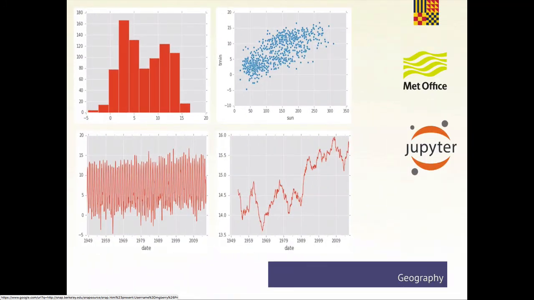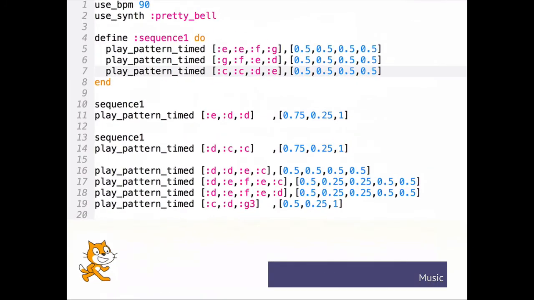Over in geography, using historical climate data to see whether there is evidence of global warming over the last 60 years or so. This is a 5-year rolling average of average monthly maximum temperatures. And you can do that data analysis by writing code. You can probably do it in Excel.